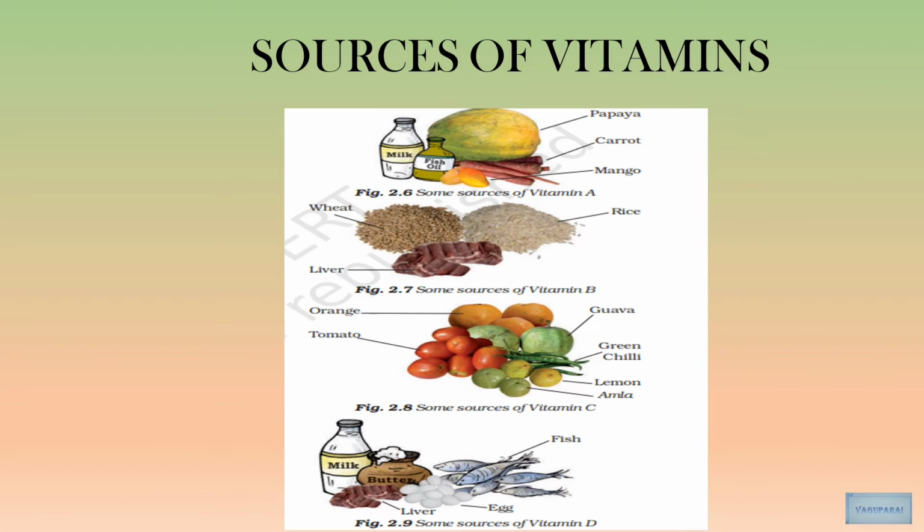Vitamins are required in small quantity for our body, but we have to know the source from which we get the vitamin. Like vitamin A is got from all the yellow colored vegetables and fruits like papaya, carrot, mango, and it is also got in fish oil and milk. Vitamin B is got from wheat, rice, and liver of animal. Vitamin C is got from all the citric fruits like orange, guava, lemon, and amla. It is available in vegetables like tomato, green chili. Vitamin D is available in fish, egg, liver, butter, and milk.